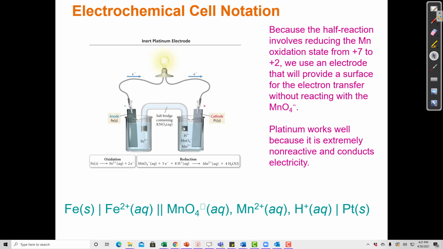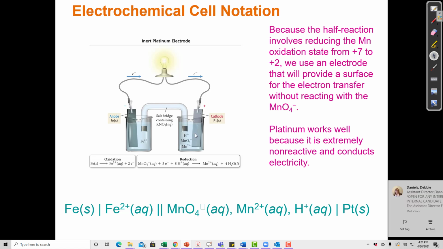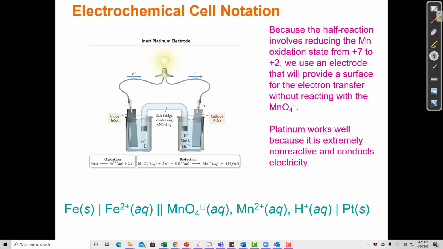For example, if I just flipped these around, then it would look like the electrons were going from right to left. So on the oxidation half here, the anode is made of iron, solid iron, and the electrolyte is iron 2 plus. So we would say solid iron, phase boundary, iron 2 plus. We go across the salt bridge, double line, and in here, look at the reduction reaction. This is pretty complex. We have manganate plus 5 electrons plus 8 H pluses makes Mn2 plus water.